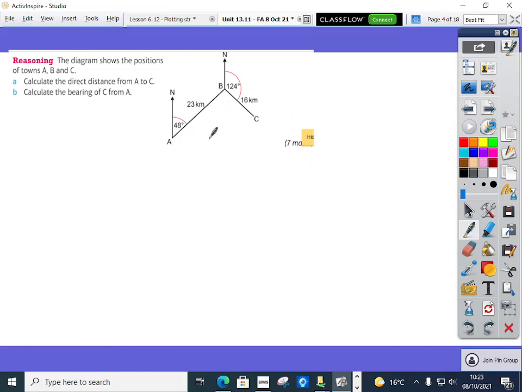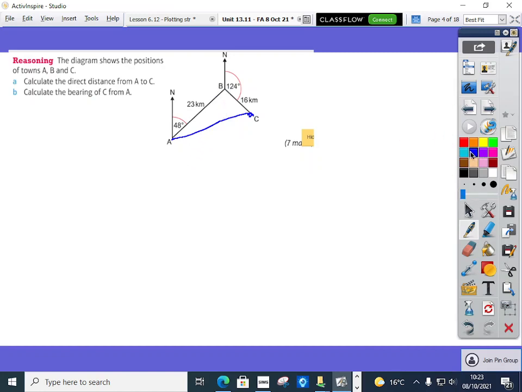Right, let's have a look at this puzzle first of all with bearings, see what's going on. The diagram shows the position of towns A, B, C. Calculate the direct distance from A to C. Okay, and then it goes calculate the bearing. We'll deal with the bearing in a second. First of all, I'm looking at this.